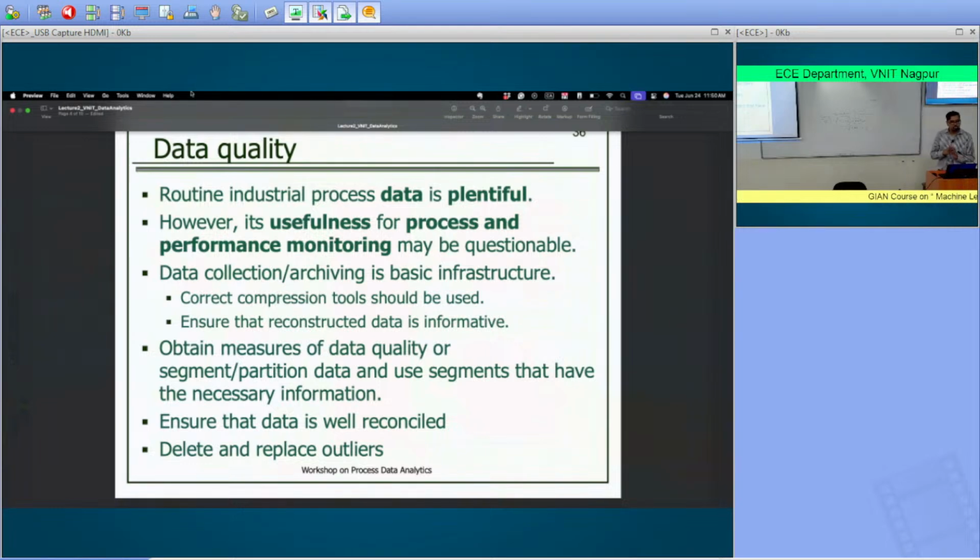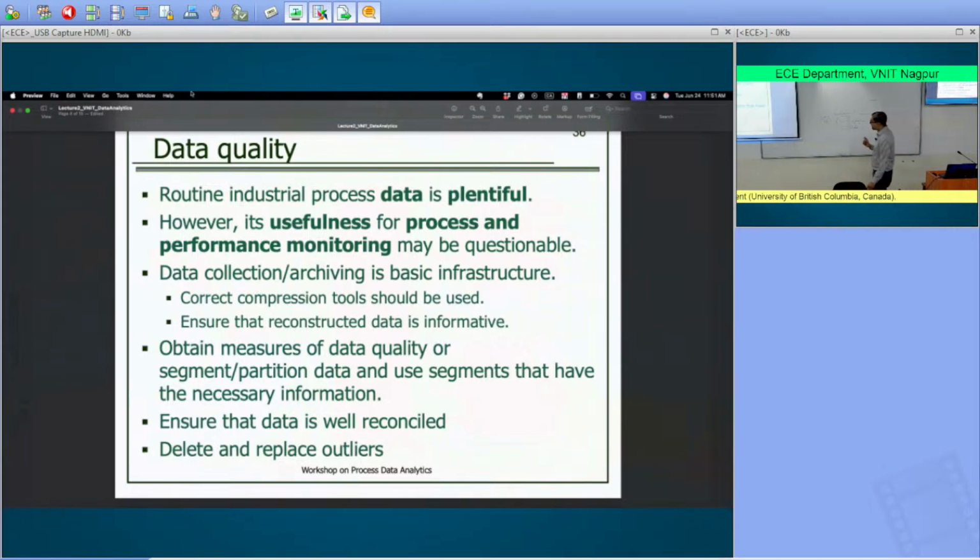In the next 2-3 days, we're going to go through several steps in the workflow of building machine learning models. One of the first things that you need to care about is the quality of data. There is routine industrial process data that's plentiful, meaning there are lots of this data. However, its usefulness for process and performance monitoring may be questionable. Not all of that data are useful. Data collection and archiving is basic infrastructure that is needed. You need to use correct compression tools and ensure that any reconstructed data after compression is informative.